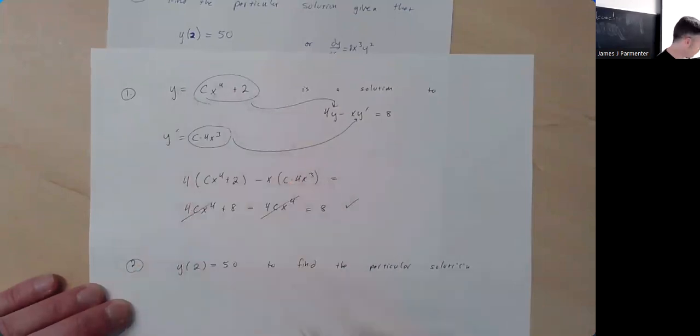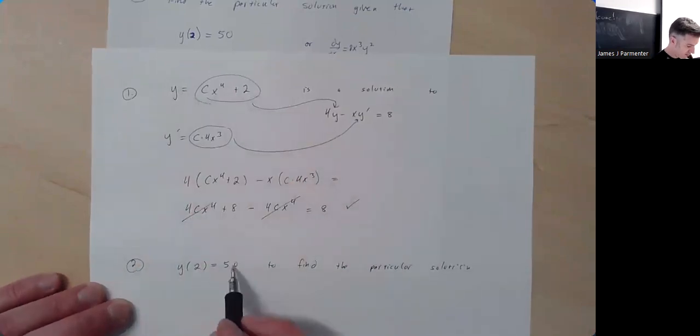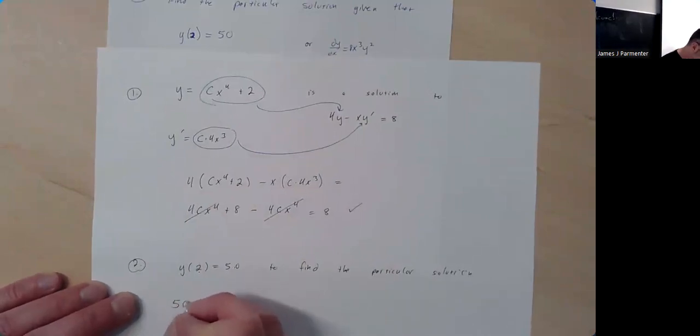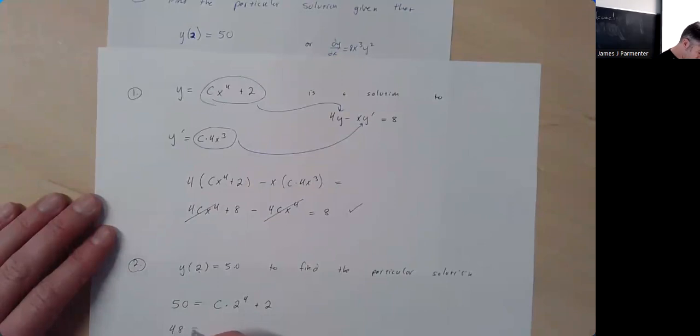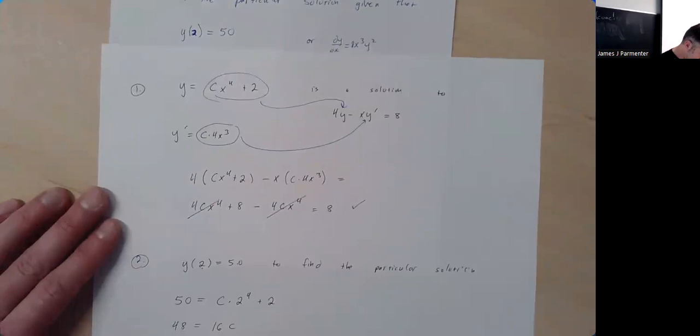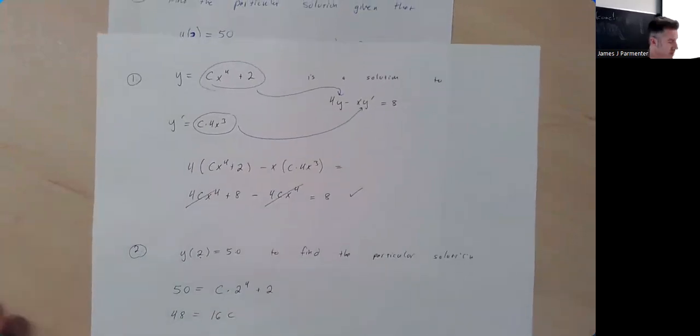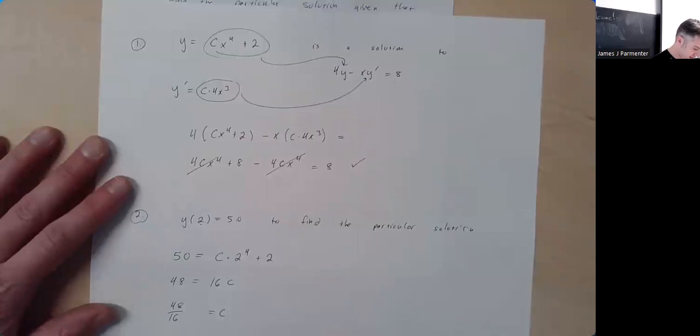So all we're going to do is take our general solution, which is cx to the fourth plus 2, and substitute in 50 for y and 2 for x. So we're going to get 50 equal to c times 2 to the fourth plus 2. And then we're going to solve. So subtract 2, 48. 2 to the fourth is 16, so you get 16 times c, and then c is going to equal 48 divided by 16, which does simplify. 48 divided by 16 is 3.